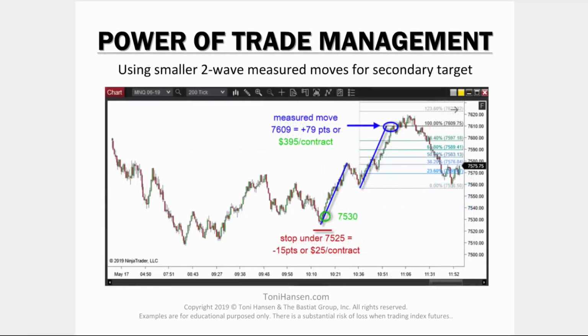If you go forward on this, you'll notice I used that measured move concept again. This got me out of more of the trade. If you're looking at this level, you got $395 per contract versus your $25 per stop on your contract.